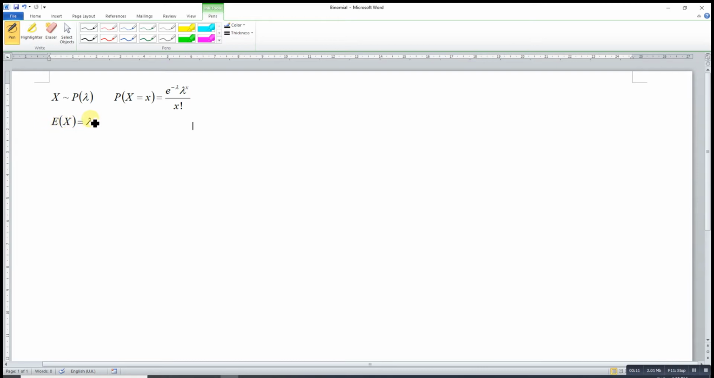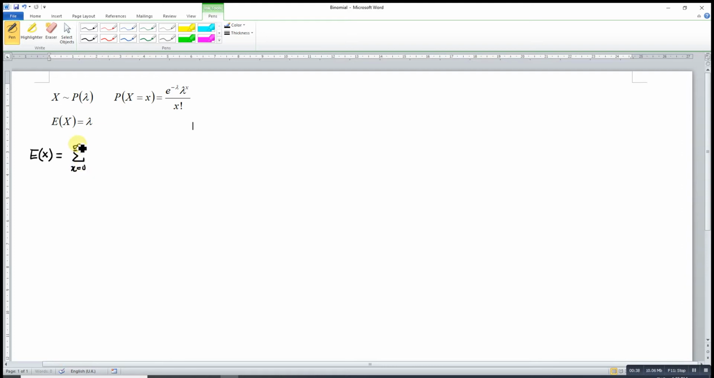Today I would like to share a proof that the mean of a Poisson distribution is equal to the average rate lambda. Given a Poisson distribution with average rate lambda, this is the density function. We know that the mean is the weighted average of all the possible numbers, so x from 0 to infinity.